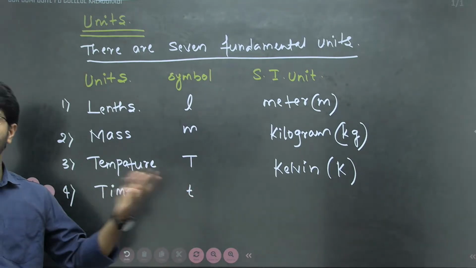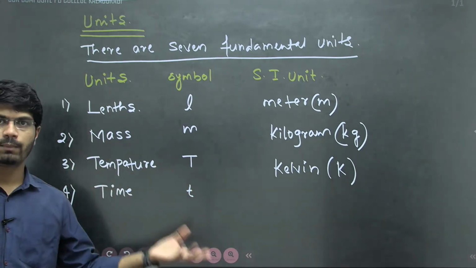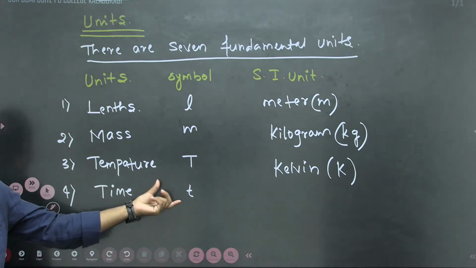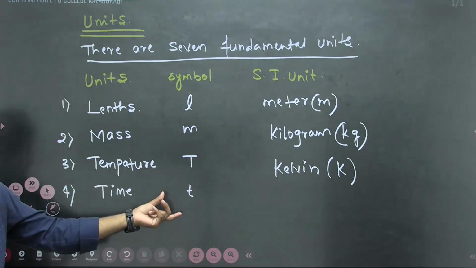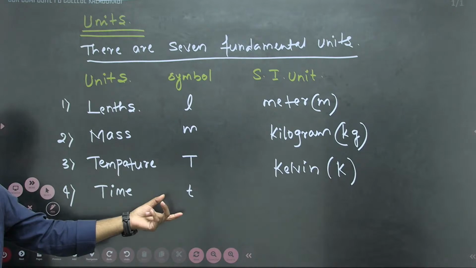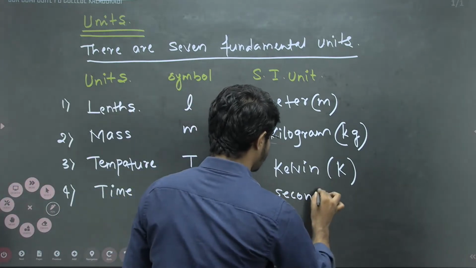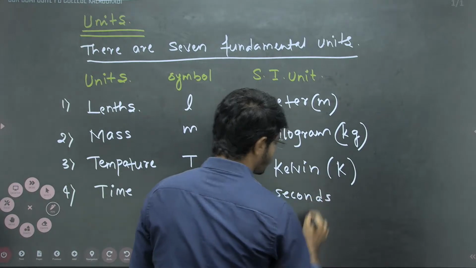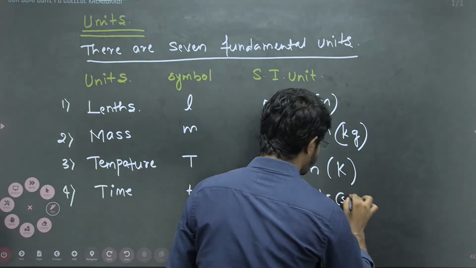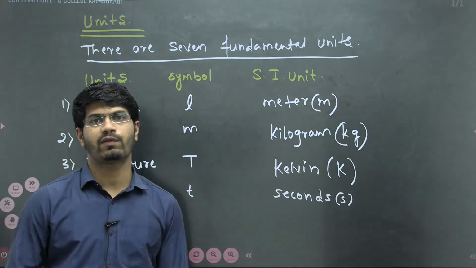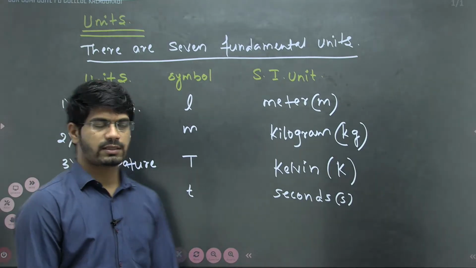You may get time in minutes, you may get it in hours, but you should remember that time should always be converted into seconds if you are taking SI units everywhere. Getting? So this is our seconds, and the SI unit for seconds will be abbreviated as small s. If small s is given anywhere, of course it is our second.